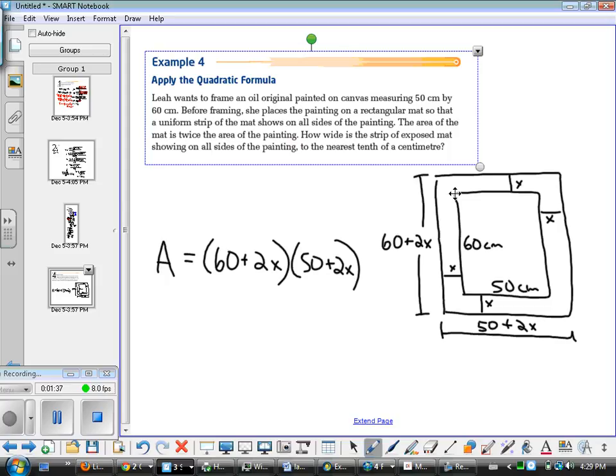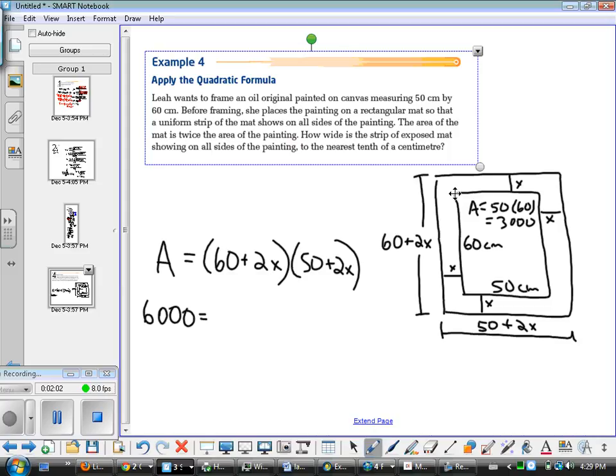So that's good. I'm not going to be able to solve this equation yet, though, because I have two variables here, and I can't solve one equation with two variables. But I do know what that area is going to be because it's going to be twice the area of my picture. And my picture, obviously the length times the width, 50 times 60. The area of the picture is 3,000. So I actually know that the area of my mat is going to be 6,000.